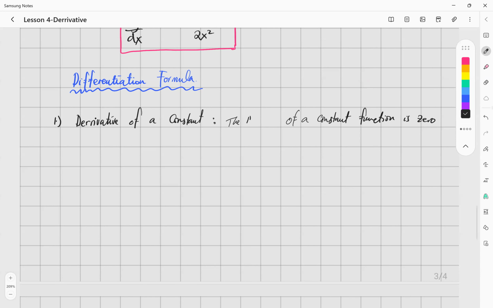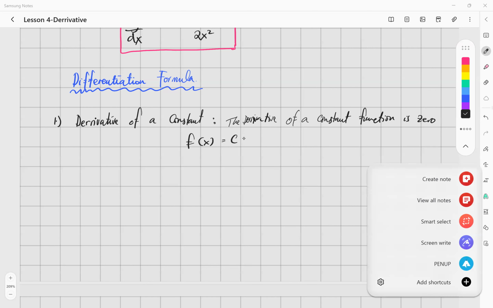The derivative of a constant function is 0. For example, if my function is just simply a constant, a constant in a function and in a variable, this is simply a constant.